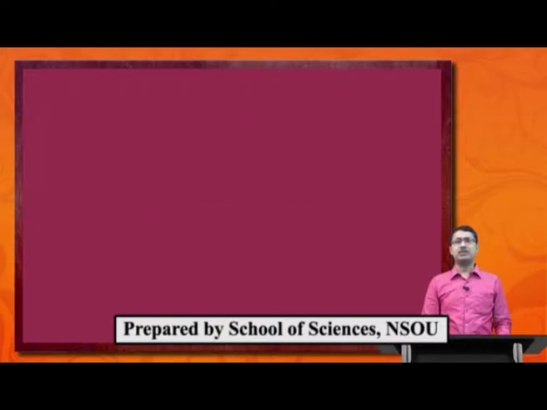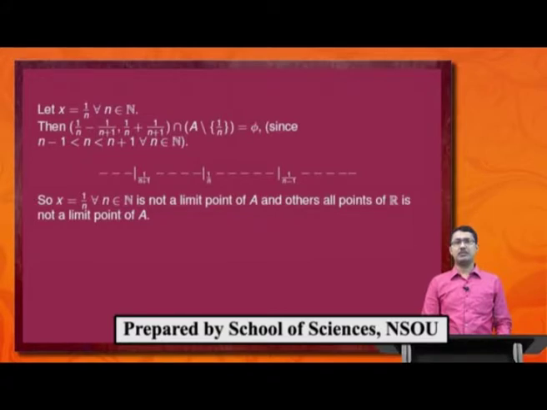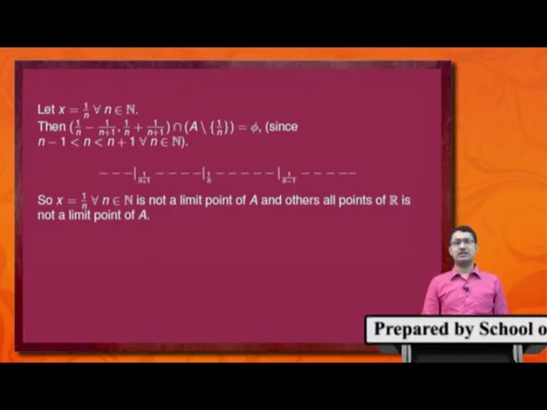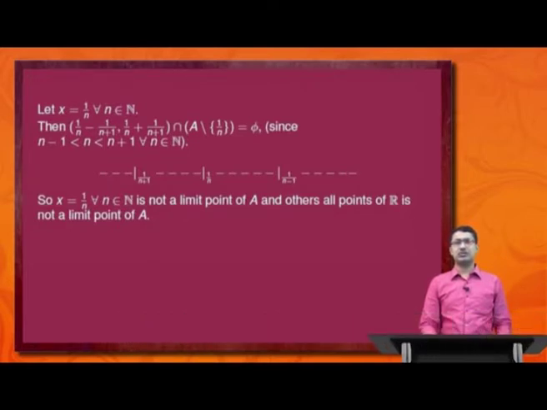Next, if we take x equal to 1/n for all n belonging to the natural numbers, then we consider the open interval (1/(n+1), 1/(n-1)), or 1/n minus and plus small intervals. That open interval intersection (A minus {1/n}) is always empty, since n+1 is strictly greater than n and n is strictly less than n+1, for all n in the natural numbers. From the picture it is obvious that the intersection is empty. So x equal to 1/n for all n in the natural numbers is not a limit point of A. Similarly, we can always show that other points of R are not limit points of A.